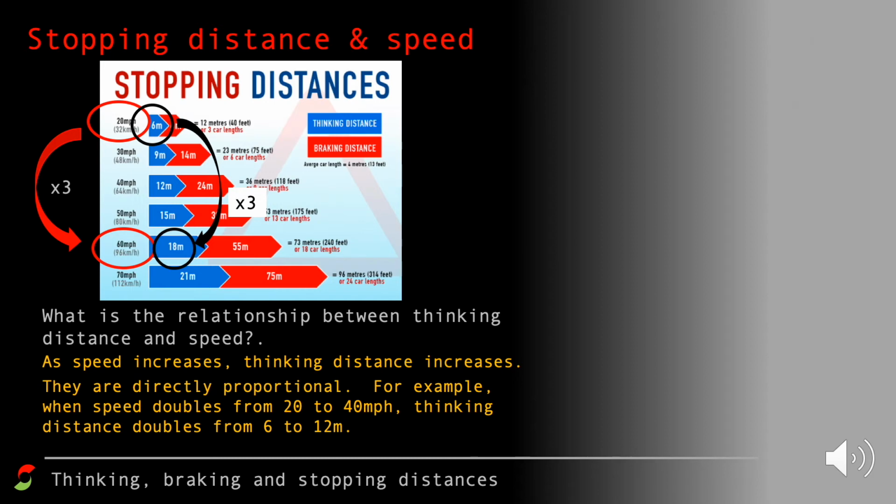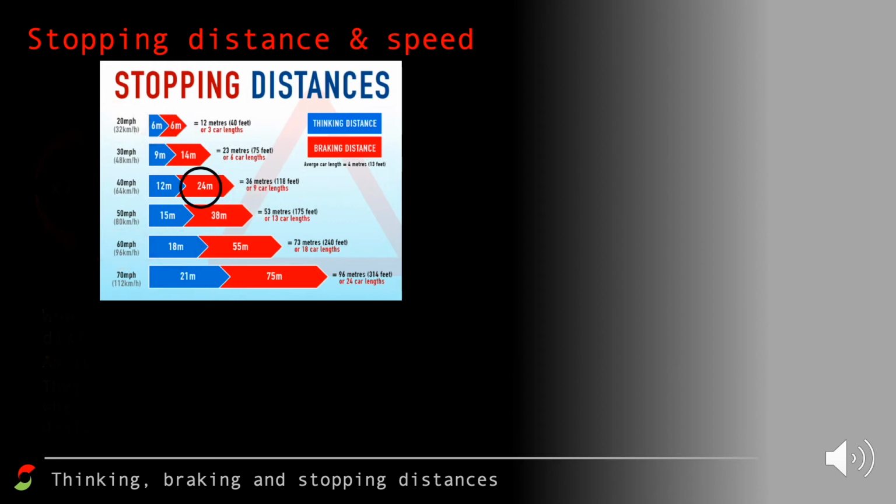If speed increases by a factor of 2, thinking distance increases by a factor of 2. And I would always advise you to quote the data. So say 20 to 40 miles per hour, thinking distance increases from 6 to 12. And then you could also do it from 20 to 60, which shows an increase of 6 meters to 18 meters. And that's directly proportional.